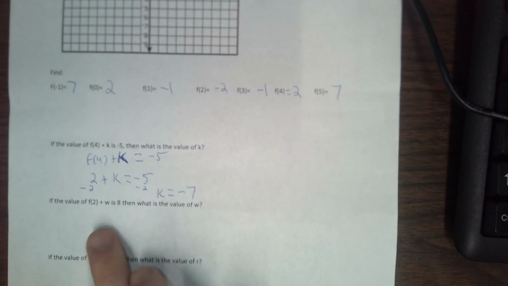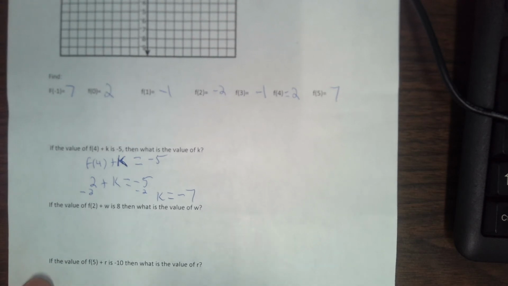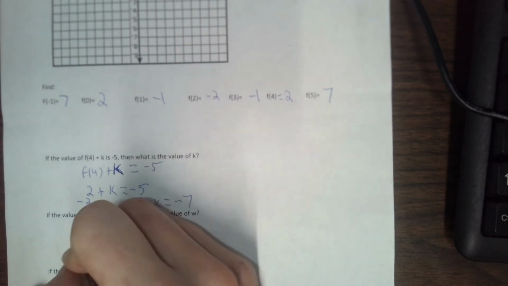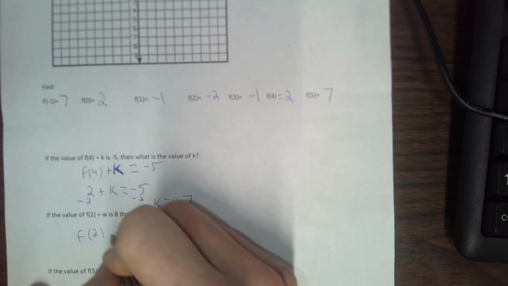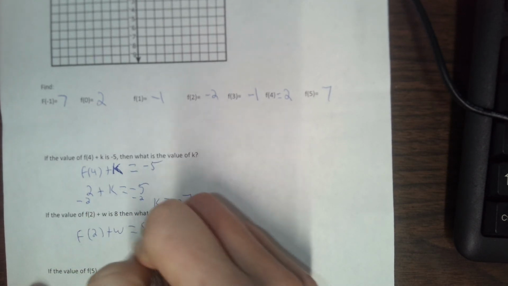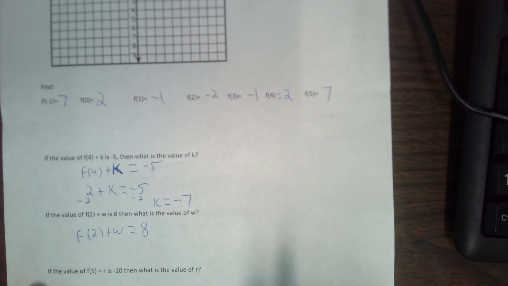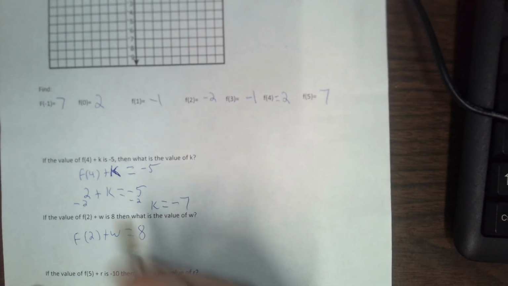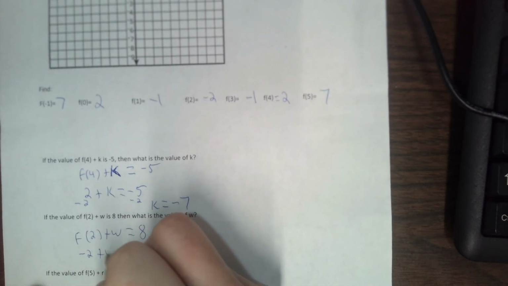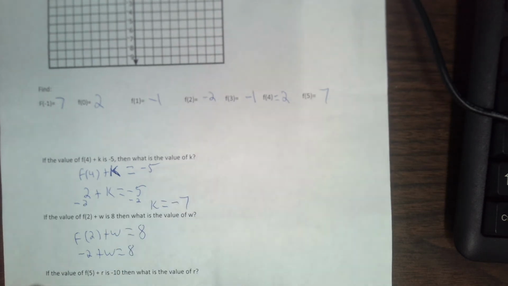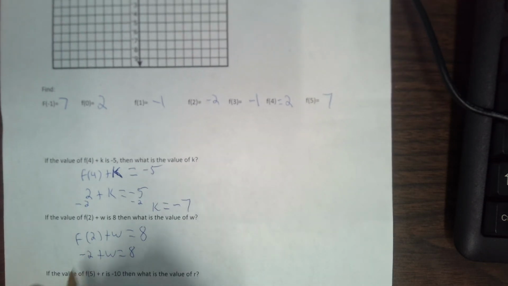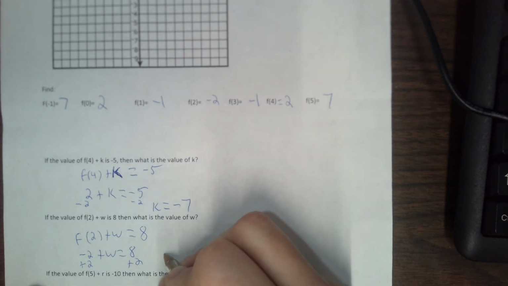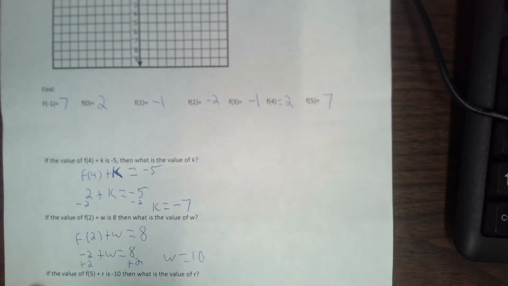Okay, next one. If the value of f of 2 plus w is 8, then what is w? So we have f of 2 plus w equals 8. I know f of 2 though. F of 2 is -2. So -2 plus w equals 8. Now to get rid of that -2, we're going to have to add 2 to both sides. Maybe just doing the opposite operation. In this case, we're only adding or subtracting. And w equals 10.